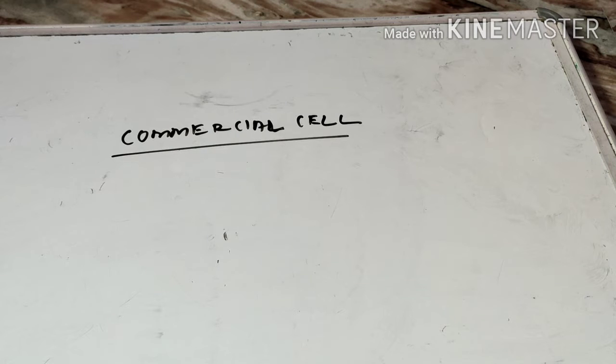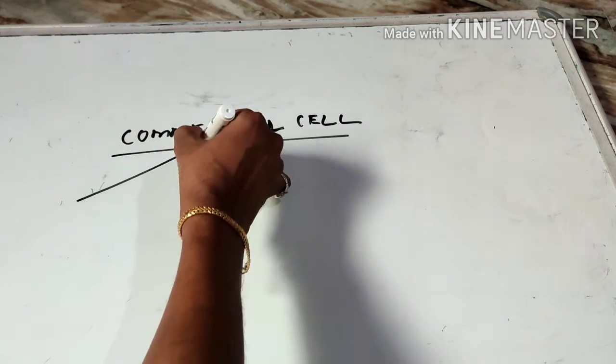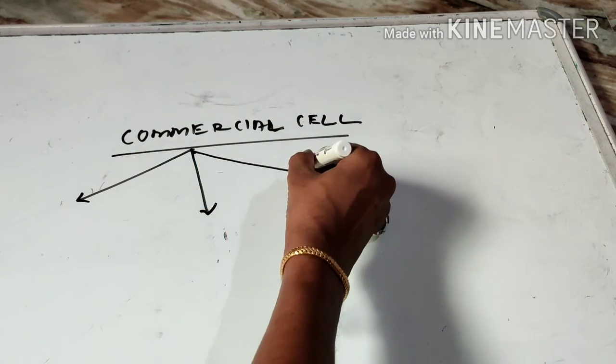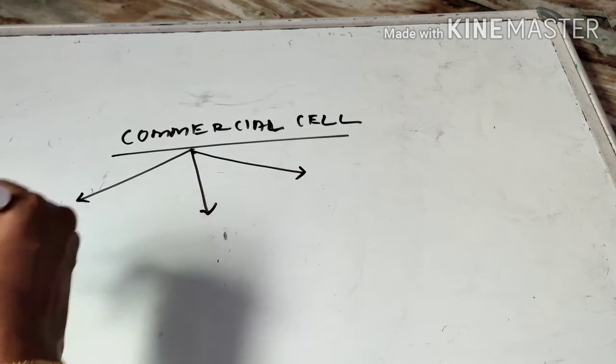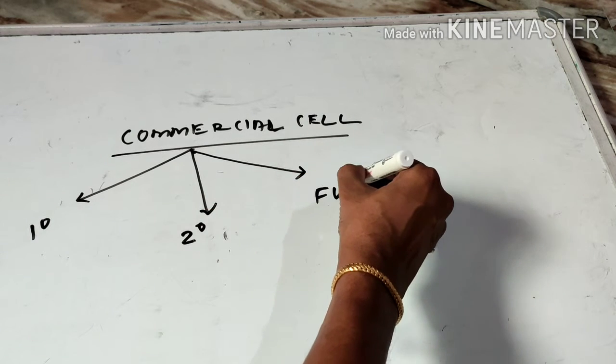because in commercial cells we can generate electricity. So depending upon the production of electricity with respect to its charge and discharge, the commercial cells are generally divided into 3 parts. One is called primary cell, another is secondary cell, and another is fuel cell.